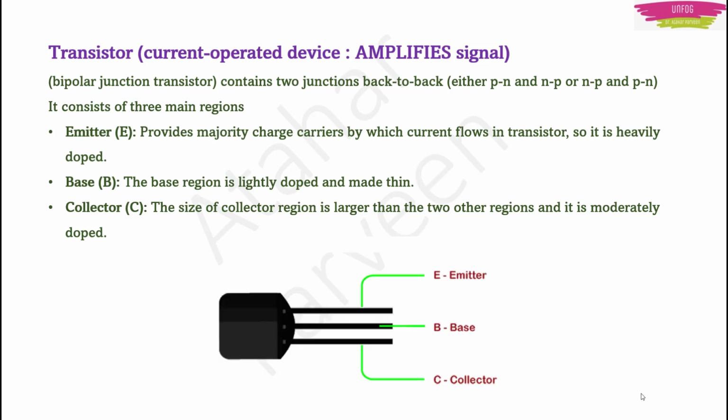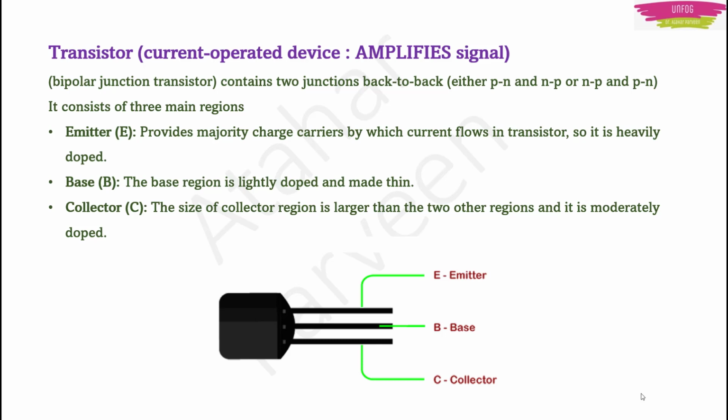It looks like this. I am sure you all must have seen it in the lab also in your BSc. If you have done BSc lab practicals, I am sure you must have seen the transistor also. So in the transistor, emitter is denoted by capital E, base is denoted by capital B, and collector is denoted by capital C. What does emitter do?